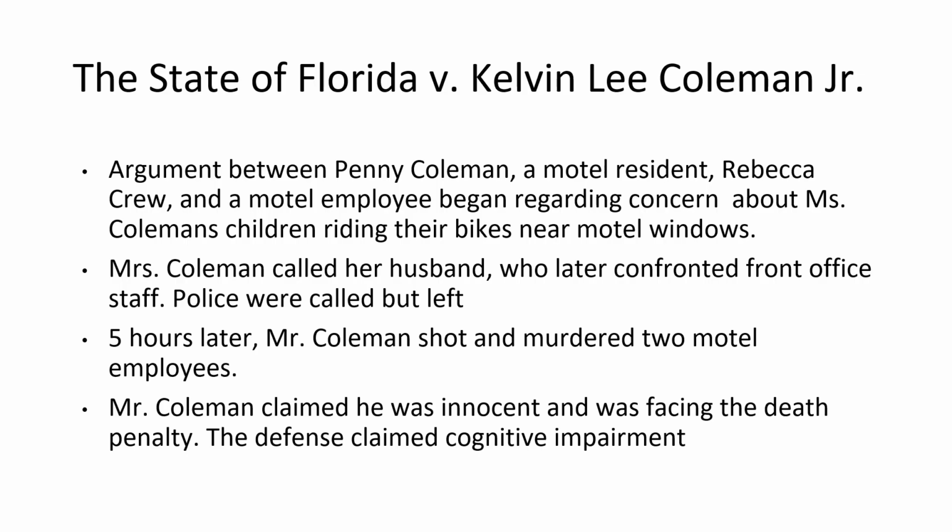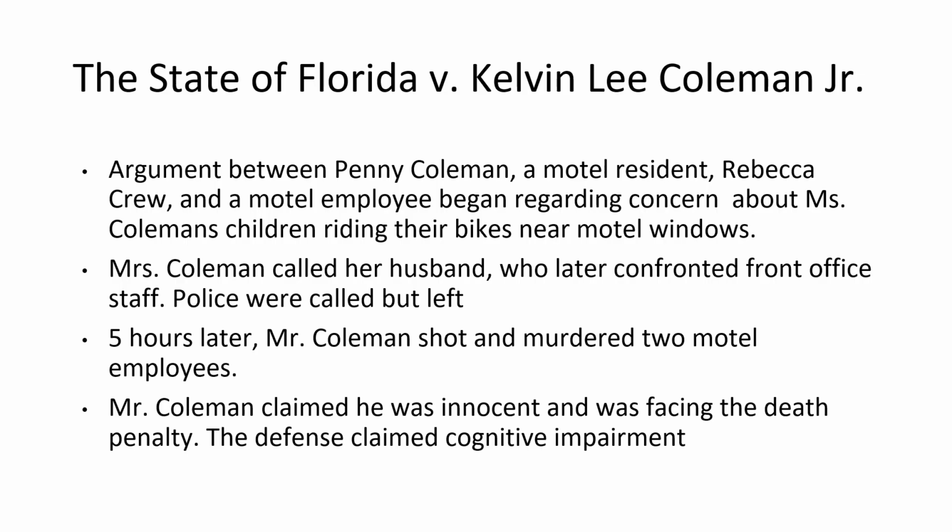He was very aggressive and confrontational, so the police were called. They came to the scene. They did not think anything was wrong. They thought it was just a dispute that had now been settled and everything had calmed down. Mr. Coleman went back to the room they were living in, and the police left. Five hours later, Mr. Coleman shot and murdered two hotel employees. Mr. Coleman claimed that he was innocent, and he was facing the death penalty.